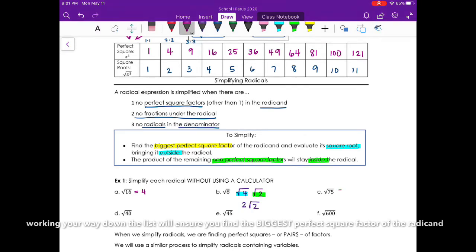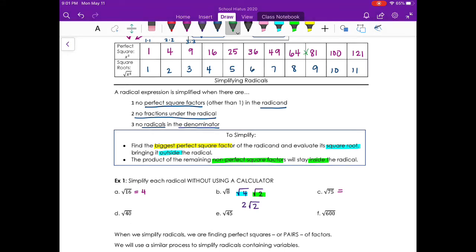The next one, square root of 75. So if I look up here at my list, 75 would fall between 64 and 81. So I'm going to divide 75 by numbers that are less than 81 on this list. I know 64 can't go in evenly. I know 49 can't. And I'm just going to move down this list. 36 can't go into 75, but 25 can. So I'm going to split 75 into 25 times 3. Square root of 25 times the square root of 3.